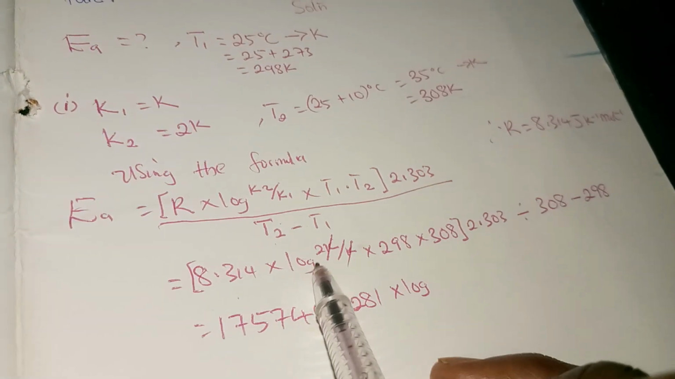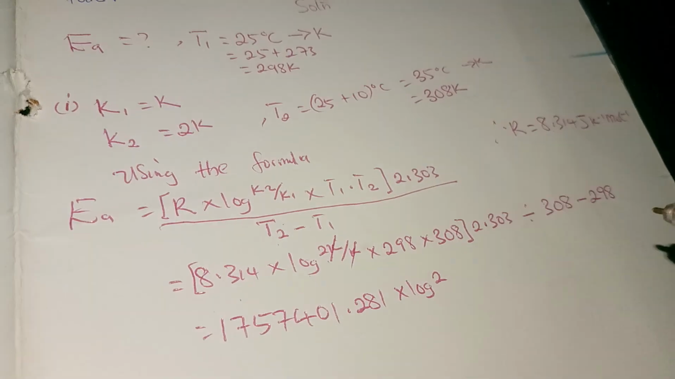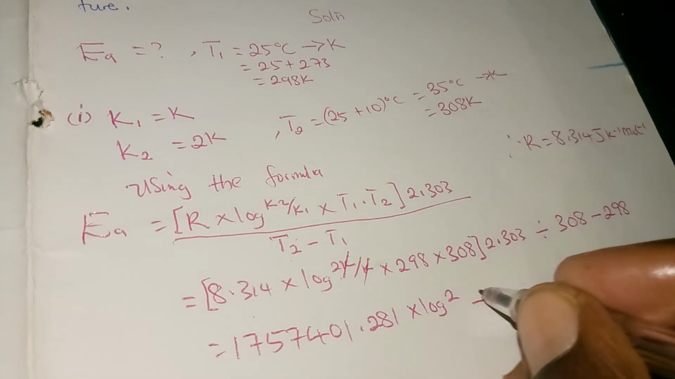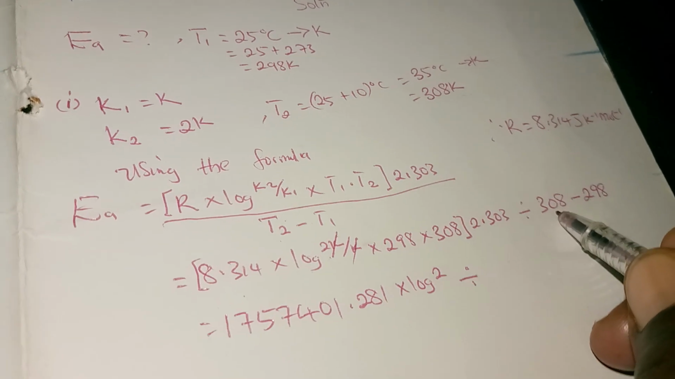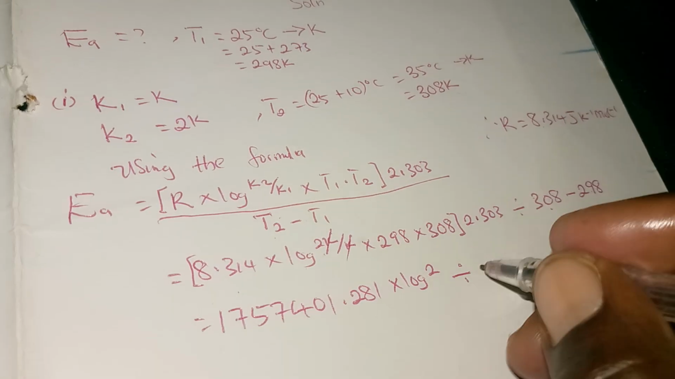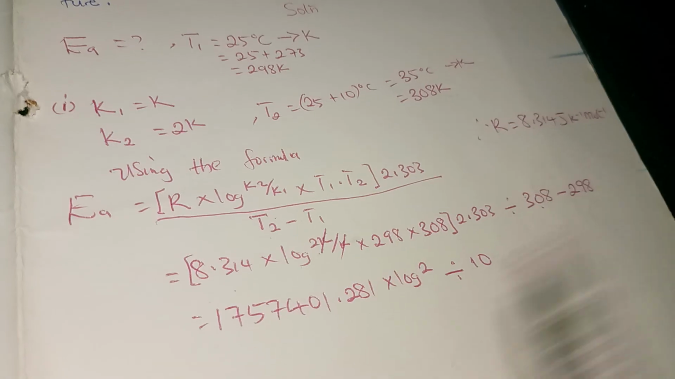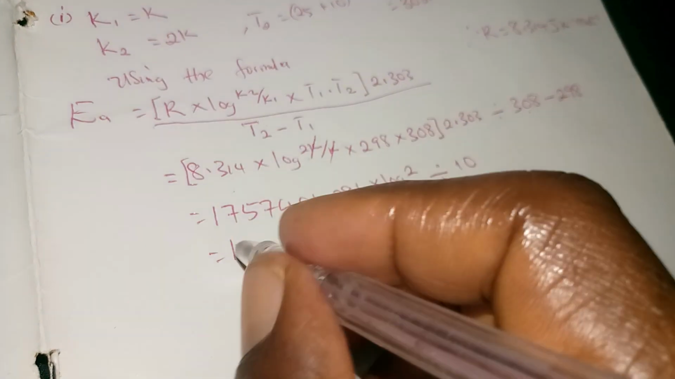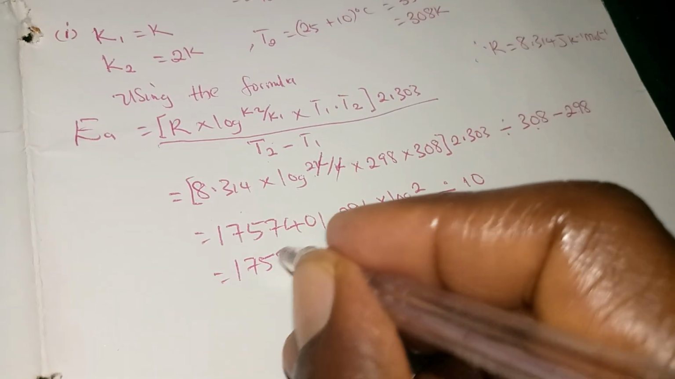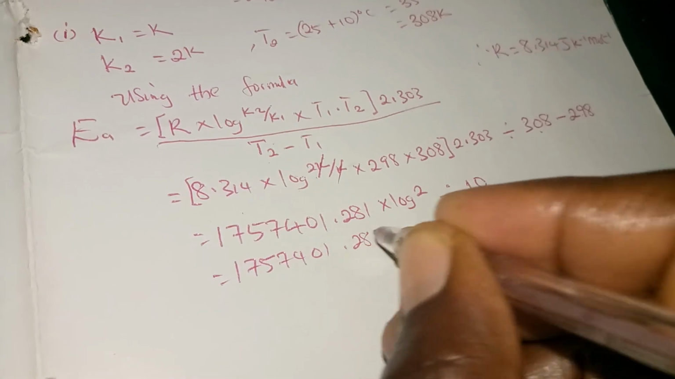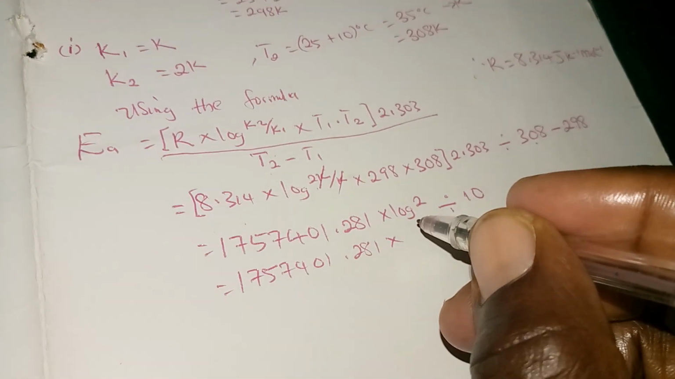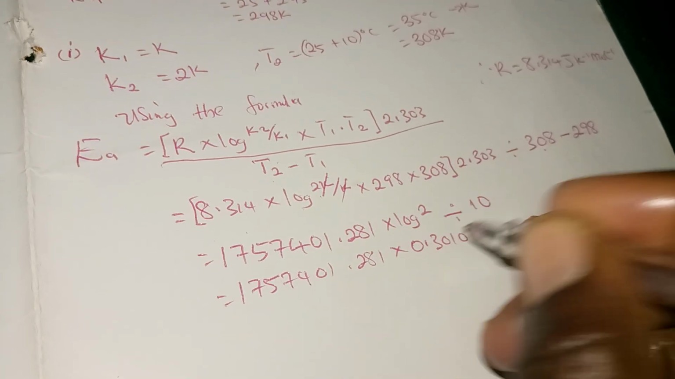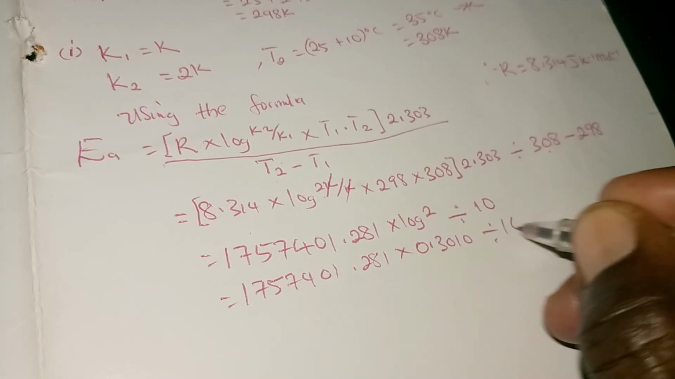times log, remember log 2 is left, all divided by, can choose any of the two, all divided by 308 minus 298, which is 10. So remember, 1757401.281 times log 2. What is log 2? If you use your calculator, log 2 is 0.3010. Okay, still divided by 10.